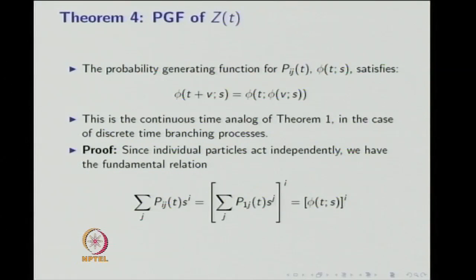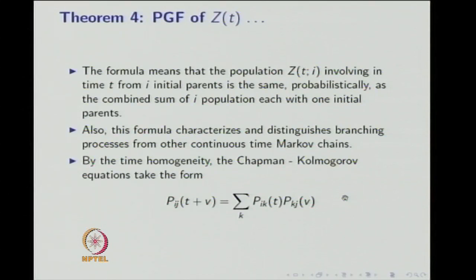Therefore, the left hand side is the probability generating function for p_ij(t), which is the same as the summation over j of the transition probability p_1j(t) s^j, to the power i. That is nothing but the probability generating function for p_1j to the power i. Also, this formula characterizes and distinguishes branching processes from other continuous time Markov chains.